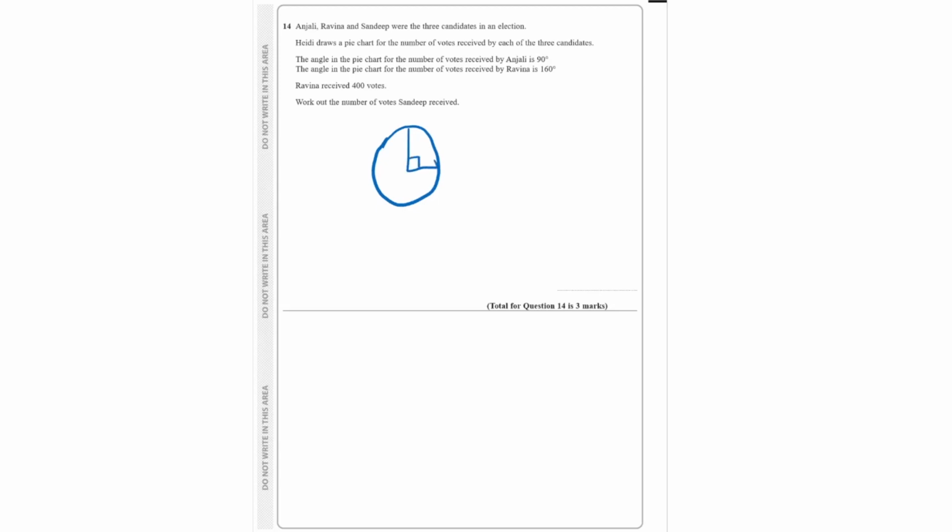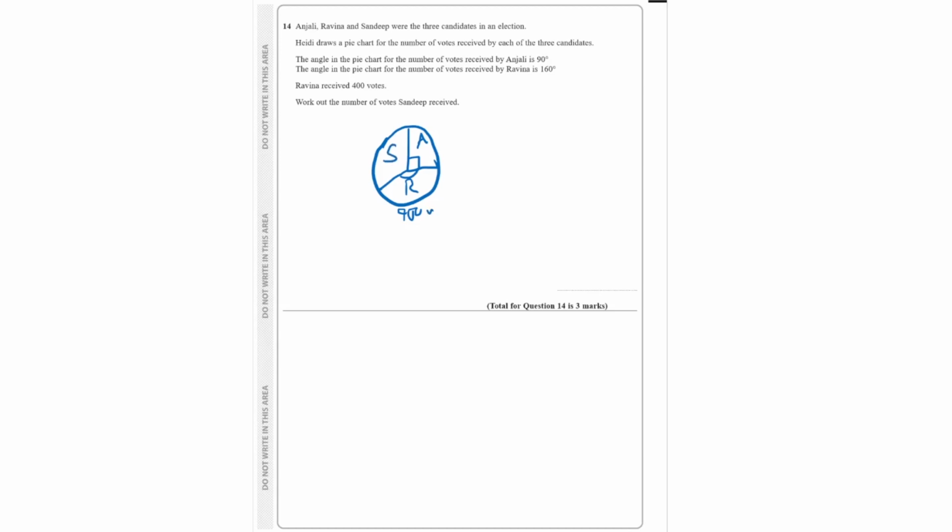It's always best to use a protractor when available. The angle in the pie chart for the number of votes received by Ravina is 160 degrees. That's just less than 180. This is Ravina. Ravina received 400 votes. So we can write that here, 400 votes. Work out the value of votes Sandeep received.